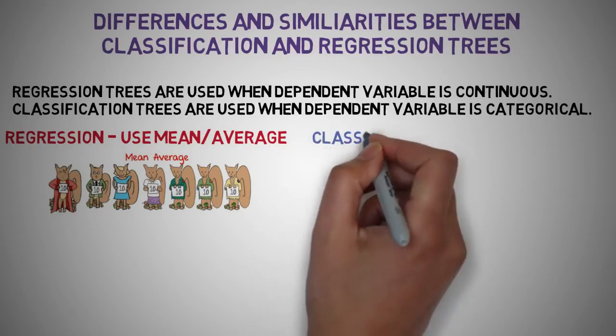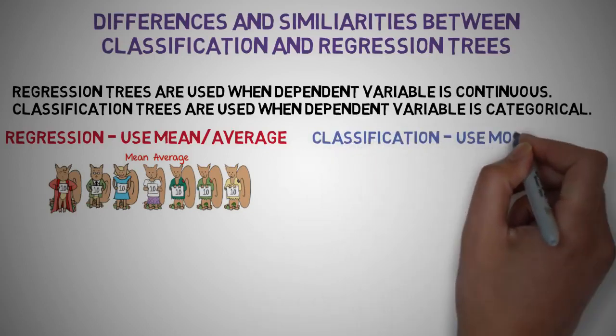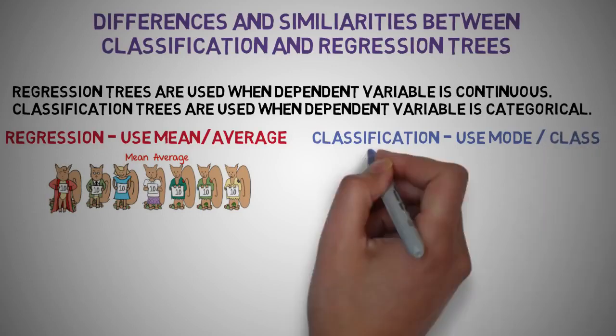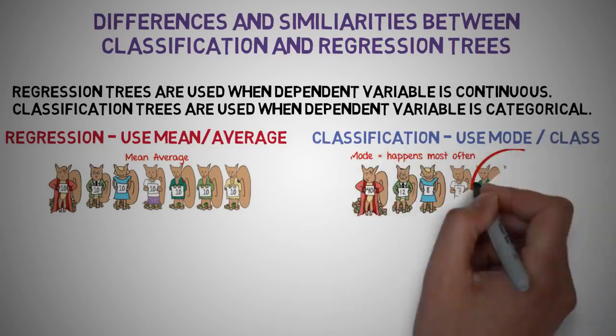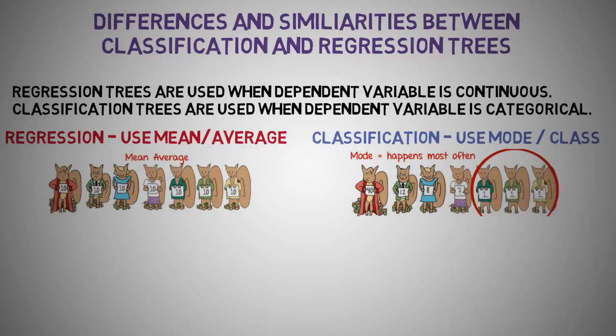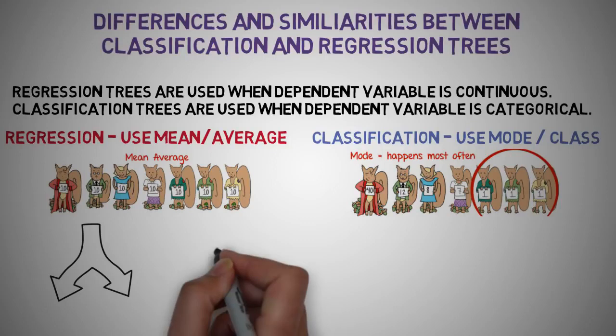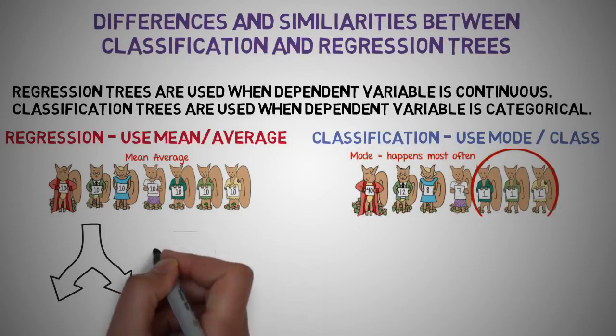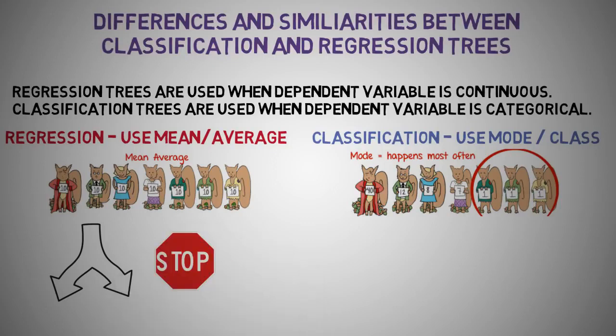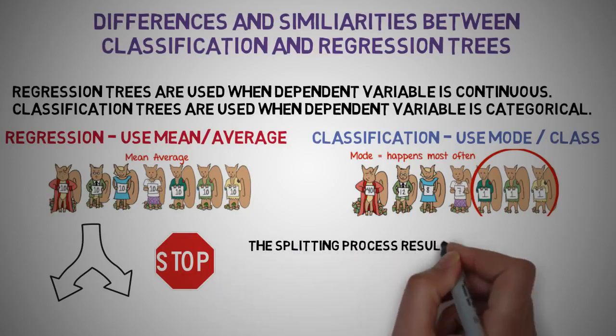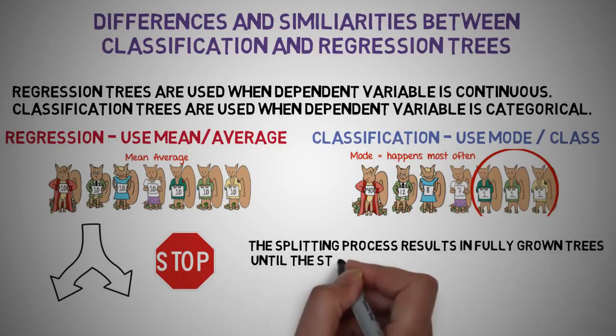In cases of classification tree, the value or class obtained by the terminal node in the training data is the mode of observation falling in that region. Thus, if an unseen data observation falls in that region, we'll make its prediction with a mode value. So the splitting process is continued until a user-defined stopping criteria is reached. For example, we can tell the algorithm to stop once the number of observations per node becomes less than 50. So in both cases, the splitting process results in fully grown trees until the stopping criteria is reached.